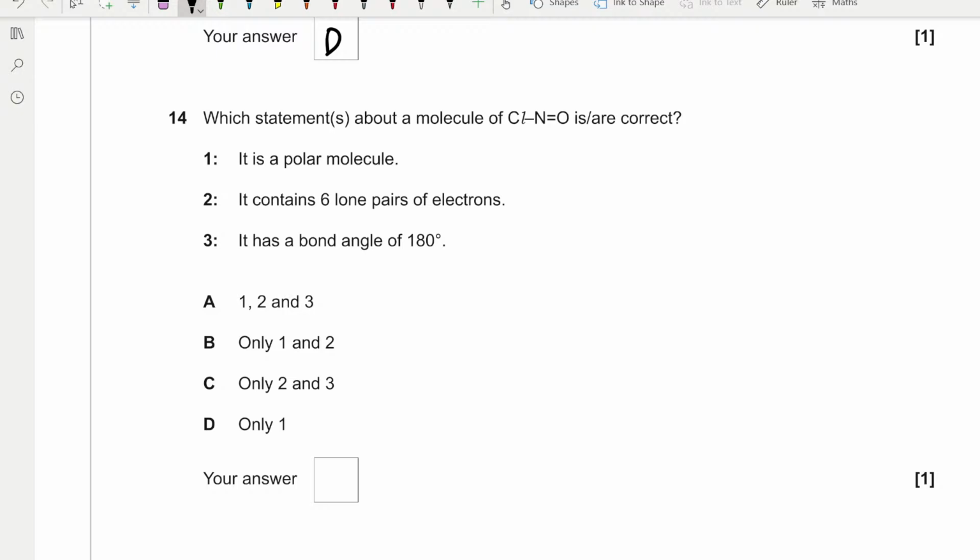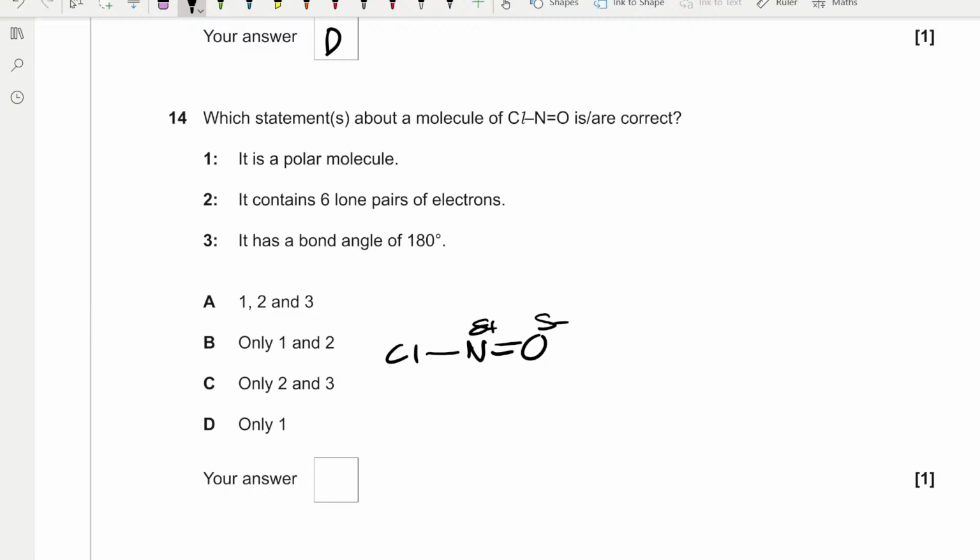So we know that 1 is correct because O is highly electronegative, so there's going to be a dipole there, and Cl is also highly electronegative, but oxygen is more electronegative than Cl, so the dipoles won't oppose and you'll have a polar molecule. This dipole here won't be cancelled out.